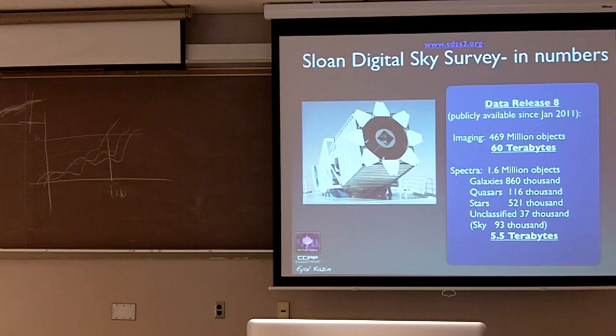And so just a few SDSS in numbers, all this is available currently. Like I said, all the imaging is available, so that's summed up by about 60 terabytes in data. And spectra-wise, everything's in about 5.5 terabytes. And this is just the number of objects, which is an amazing amount of galaxies, quasars, and stars.